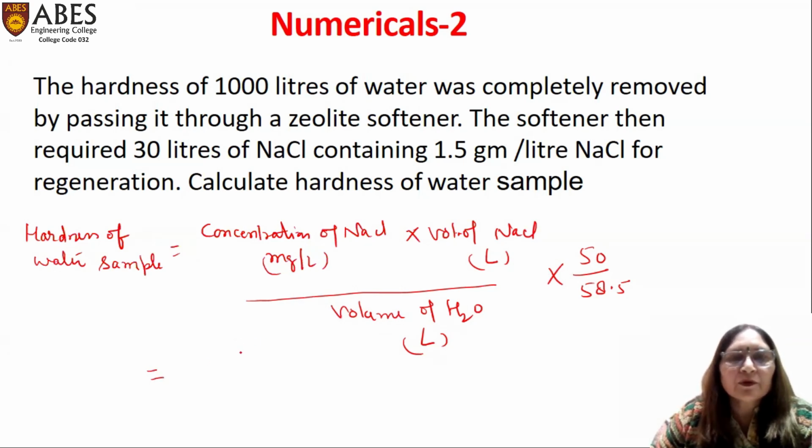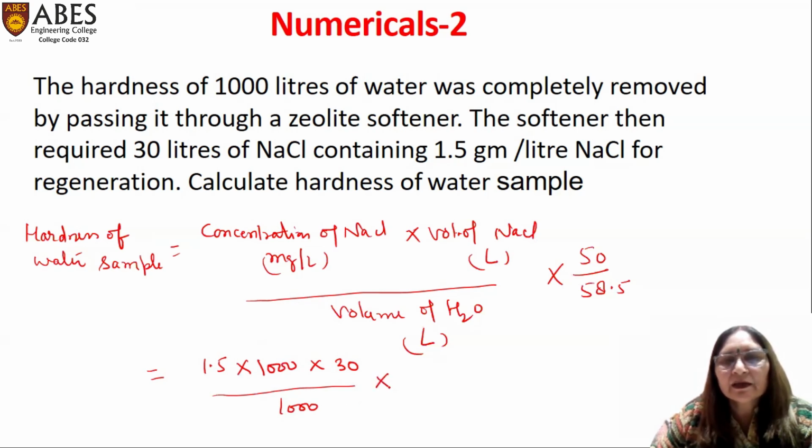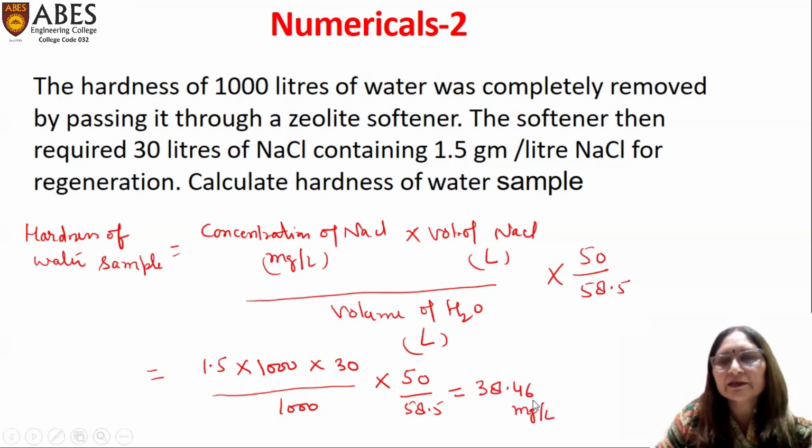Now, the concentration value is 1.5 gram per liter and it is converted into milligram per liter by multiplying by 1000, times 30 liters of NaCl, divided by 1000 liters of hard water, times the equivalent weight of calcium carbonate, 50, divided by the equivalent weight of NaCl, 58.5. And the answer is 38.46 milligram per liter.